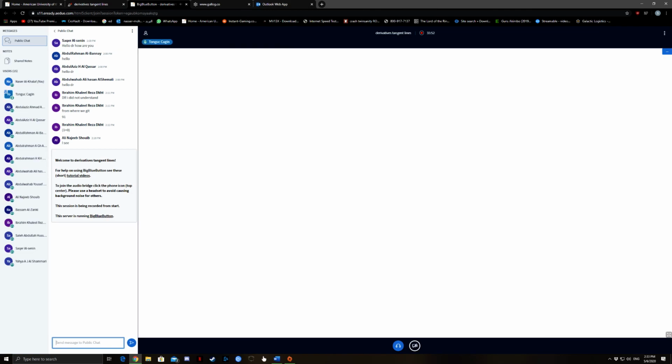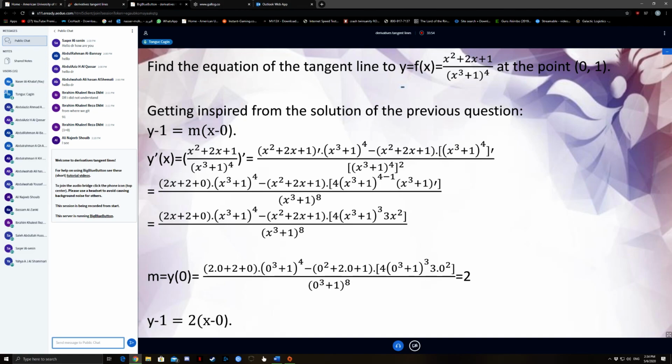And we have one more question. Find the equation of the tangent line to this function at the same point. Well, I say at the same point because in the previous question it was also (0, 1). At the end, what do they ask me? They ask me to find the equation of a line. And I have only one formula for that, which is this.